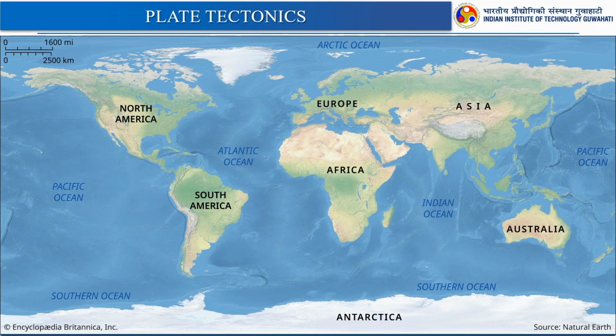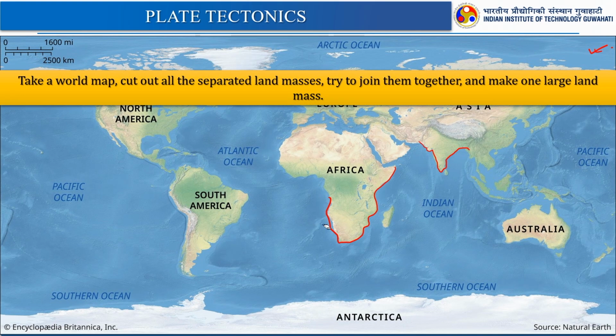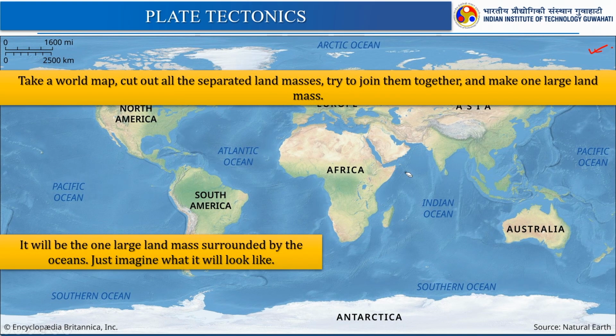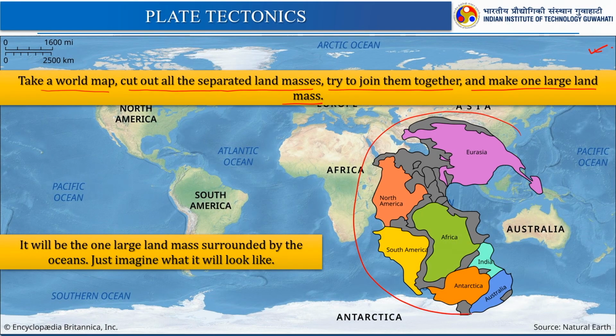So here you can see this particular map, right? Here you can see the shapes of all the continents. Do you think that these were like this from the beginning of the earth? It is not possible, right? Because we have talked about the tectonic plates and their movement, so definitely this is also moving. So what you do is take a world map, cut out all the separated land masses, try to join them together and make one large land mass, right? And that will be like this. So this was the beginning of the earth, right?